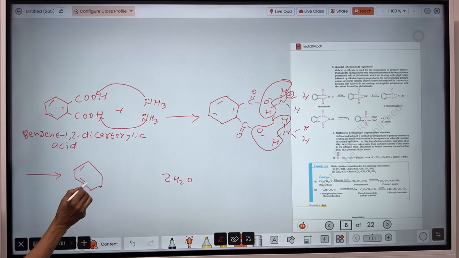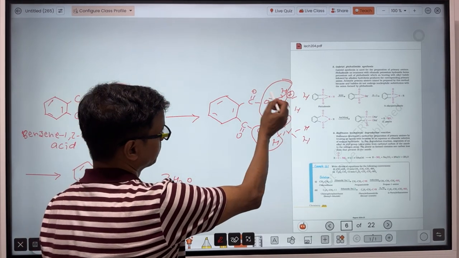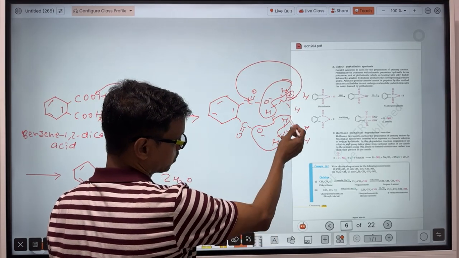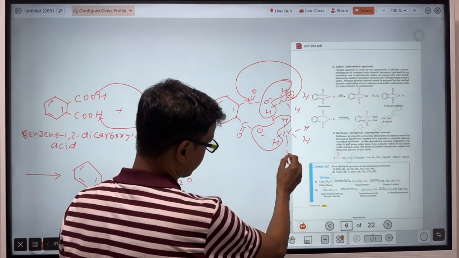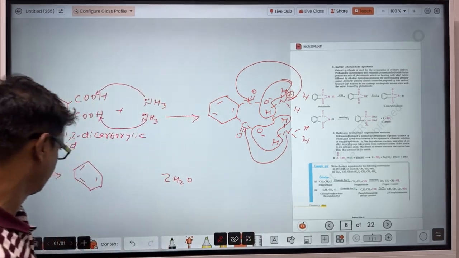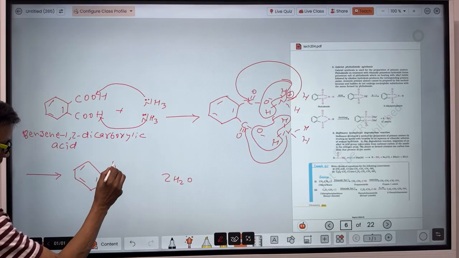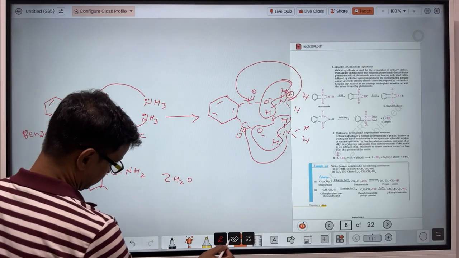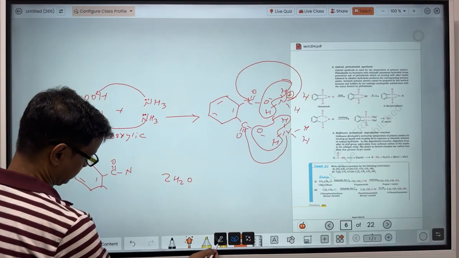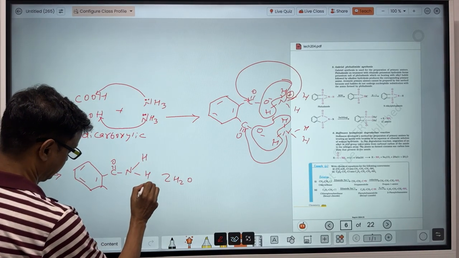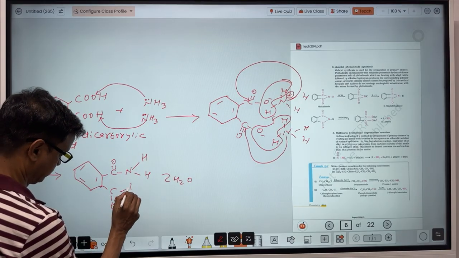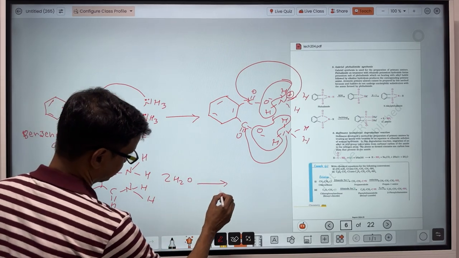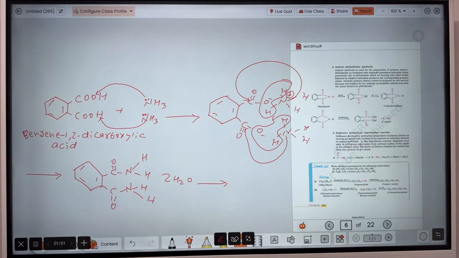when 2 moles of H2O form, this NH2 will get bonded to this carbon atom. This NH2 will get bonded to this carbon. Same, when 2 hydrogens go from there, then this nitrogen will get bonded to this carbon. So there will be... it will be called phthalamide.